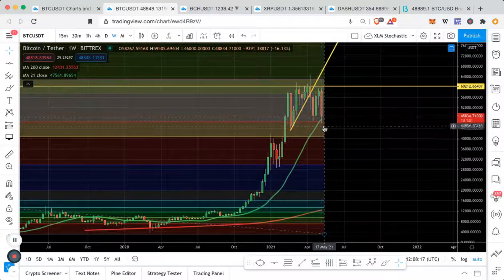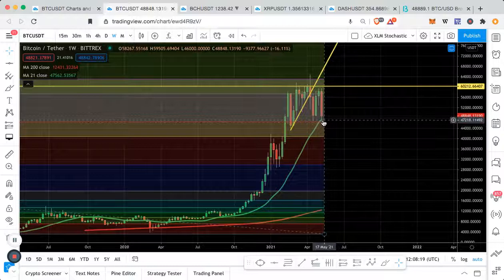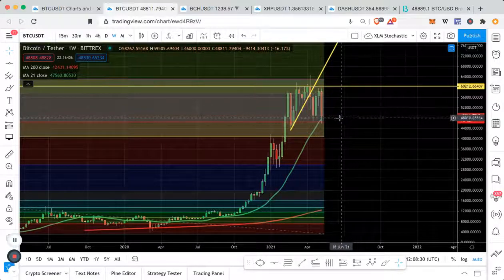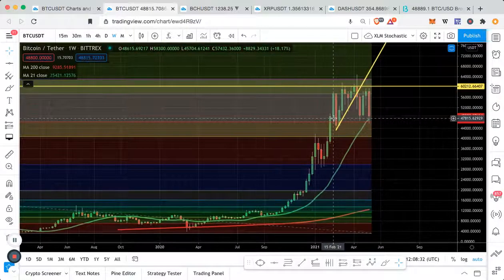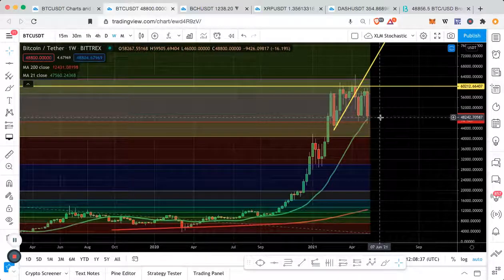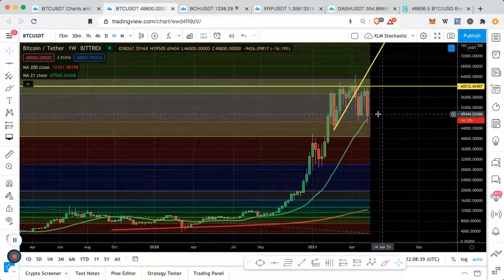If we break below this and we come up and we close and get rejected beneath the 21-week moving average, that will not be a very good sign. We may see another push further down. However, let's not go there yet. Let's be patient. And let's look at just what's happening on this side with Bitcoin.